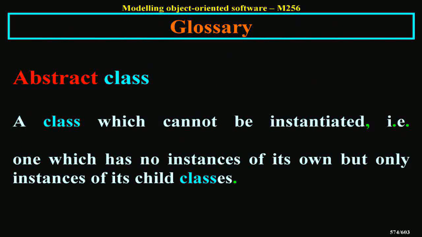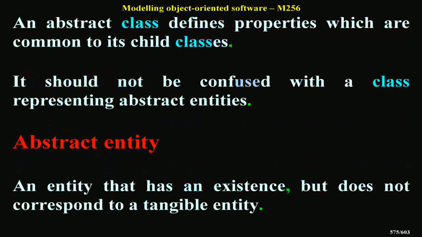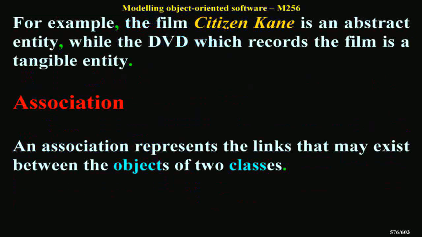Glossary. Abstract class. A class which cannot be instantiated, i.e. one which has no instances of its own but only instances of its child classes. An abstract class defines properties which are common to its child classes. It should not be confused with the class representing abstract entities. Abstract entity. An entity that has an existence, but does not correspond to a tangible entity. For example, the film Citizen Kane is an abstract entity, while the DVD which records the film is a tangible entity.